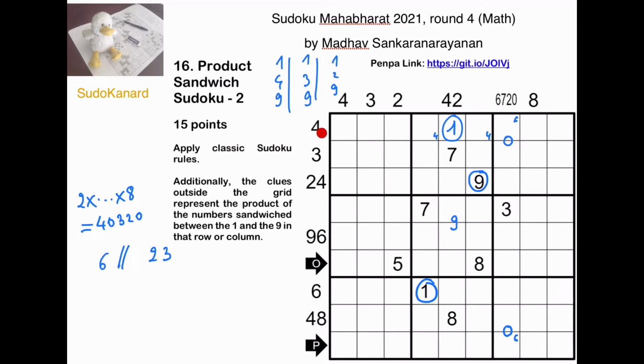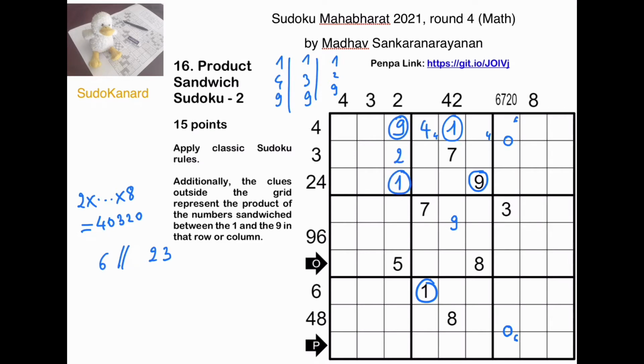And that won't work with 4 either. If I try to put 9 4 1, then because of this I need to put a 4 here as well. So now I know that the sandwich in this box must be the one with the 2. So this way.